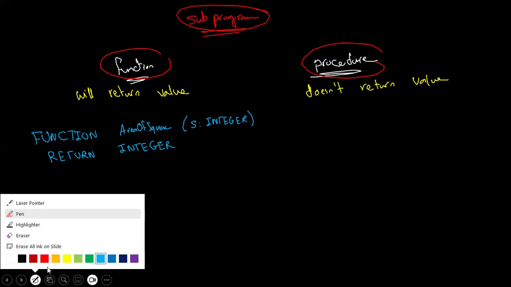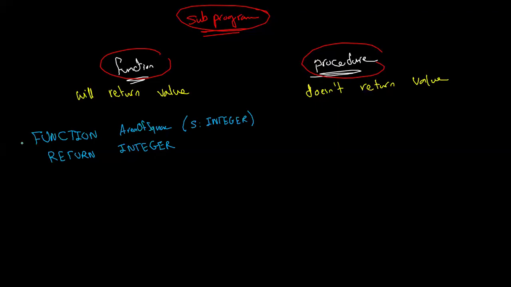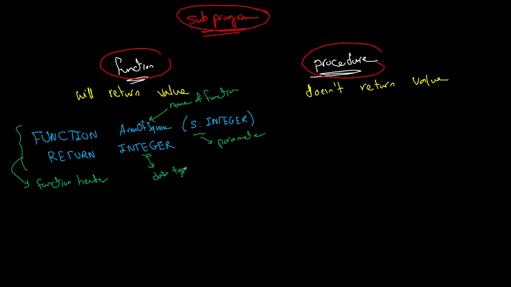Okay, so we call this the function header. And this we call the name of the function. And this we call the parameter. And this is the data type of the return value. So this is the function header.